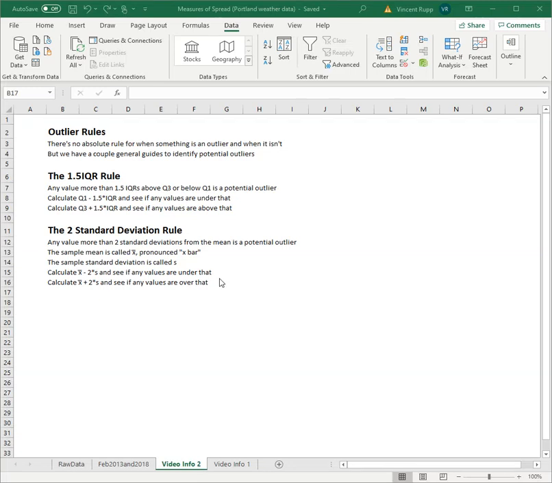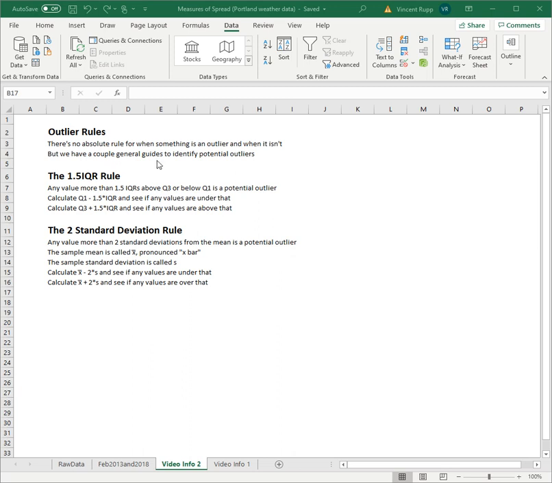So now let's look at how to determine using formulas whether a particular value is an outlier or not. The important thing to remember is there's no absolute rule for when something is an outlier and when it isn't. Sometimes things look a little high, sometimes they're extremely high, but generally you just have to use some judgment, and different people might have different opinions on that. But we can always do some math.